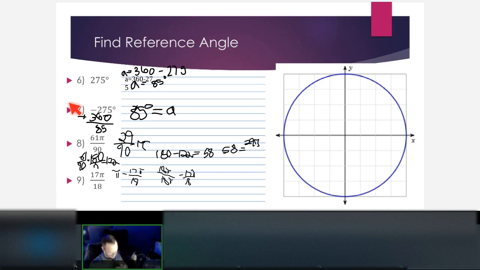Number 8. Looks like we're getting to the final answer right now. Looks like it's 29 pi over 90. That is correct. Nice job. And then number 9 is pi over 18. That is also correct. Nice job. All right, let's go on. These were fun.